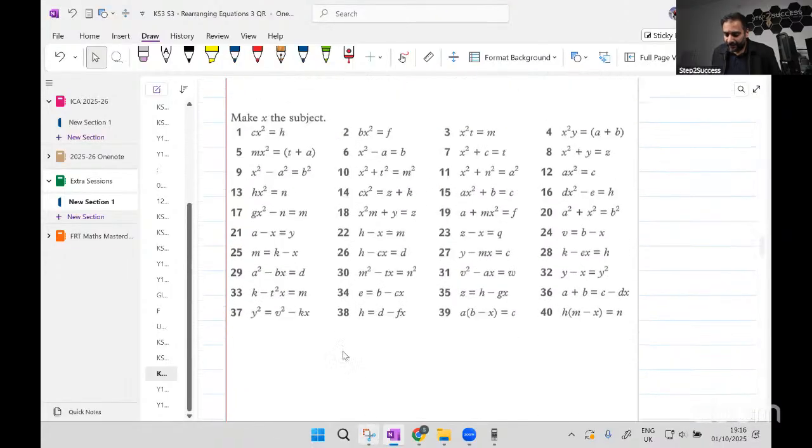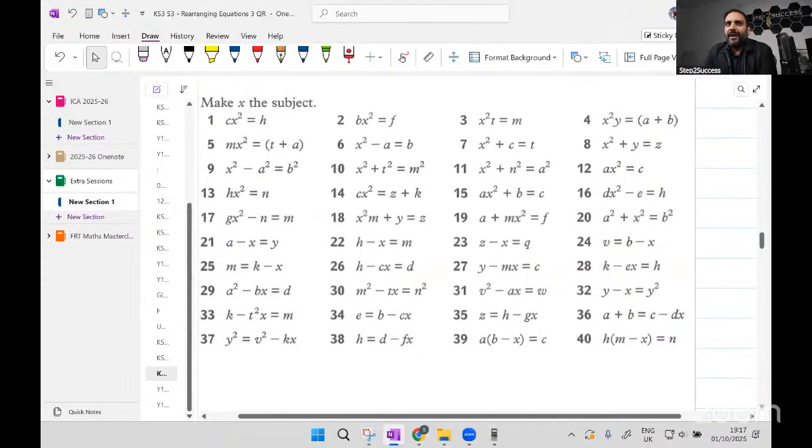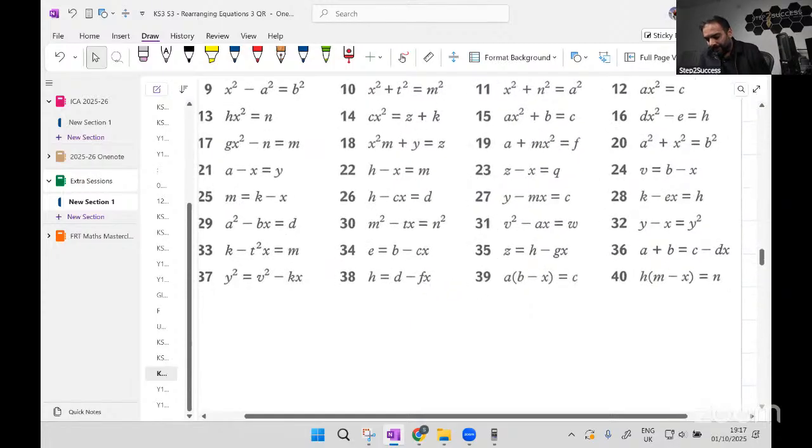In these questions, we have to make X the subject, which means that we have to get X by itself. These questions can have numbers in, or they could not have numbers in. These ones don't have any numbers, it's all just letters, which does make it a little bit harder, but it is important to be able to do this. This is why we often give you these types of questions at this stage, because it is important to be able to do it without numbers.